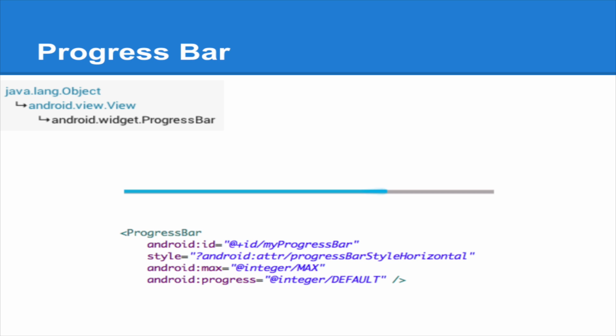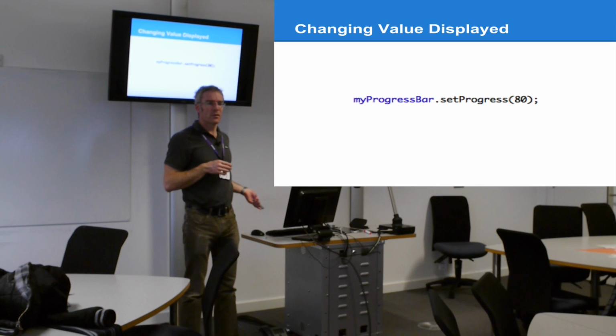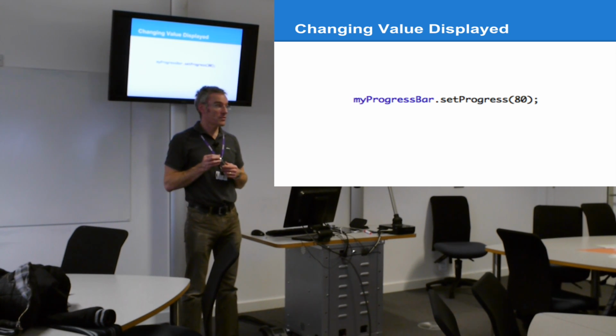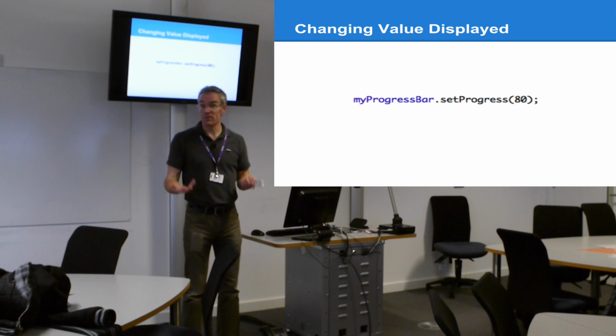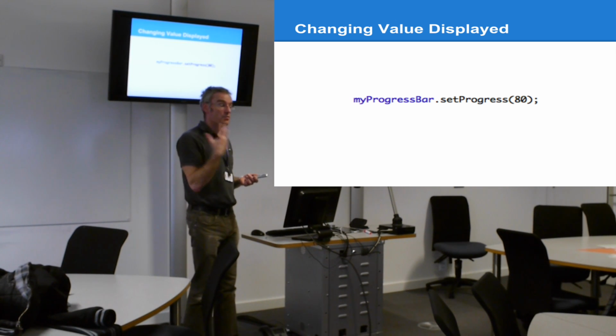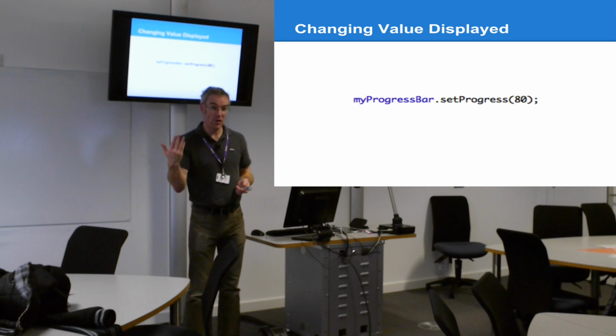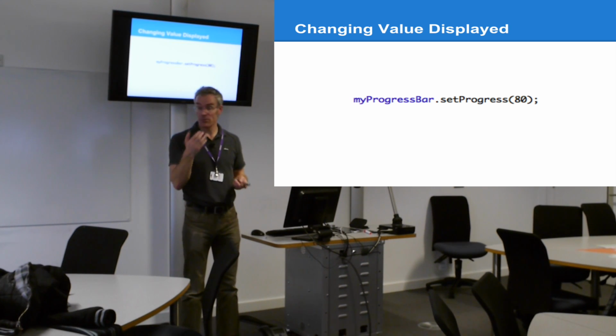You've got a max property. What's the maximum value? And you've got a progress. Okay, so pretty simple stuff, isn't it? And all you do, there's a method called set progress. There's no listeners, are there? Because there's no events it responds to. So they've simply got this property, set progress, and you can set the progress to whatever you want to set it to.